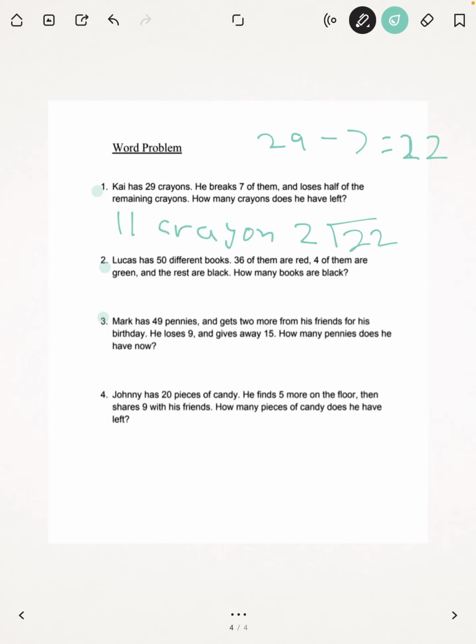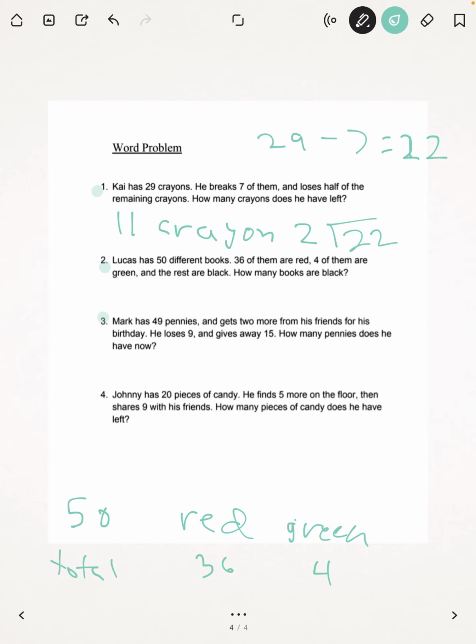Okay, Lucas has 50 different books. 36 of them are red. 4 of them are green and the rest are black. How many books are black? So it says that he has a total of 50 books. Red are, there are 36. And green, there are 4.